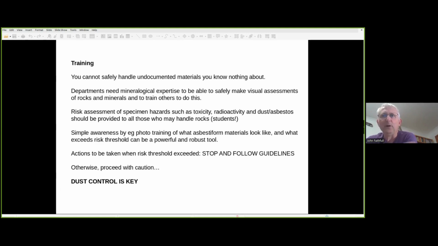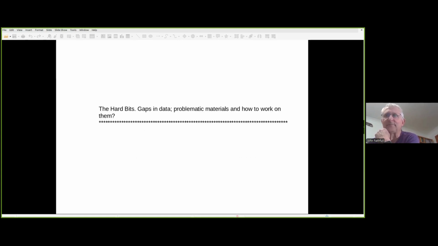And telling people always, if you're anxious and worried, when a risk threshold is exceeded, stop and follow guidelines. Don't proceed unless you've been trained and your training indicates that proceeding is okay. And again, this issue of dust control is key. Dust is a real hazard, and asbestos is a particularly nasty aspect of dust. So that's some of the easy bits I'm going to look at.